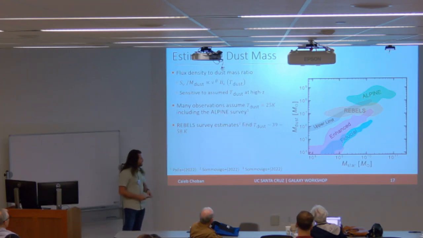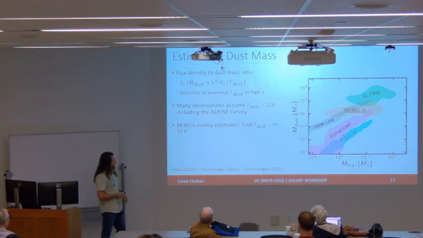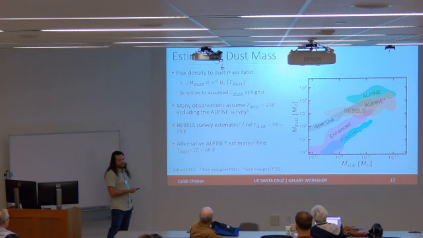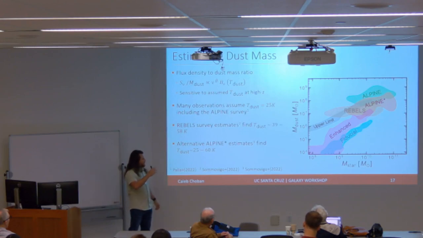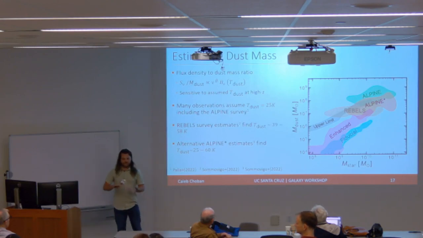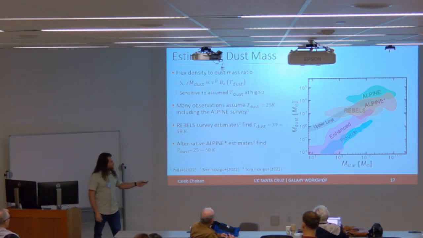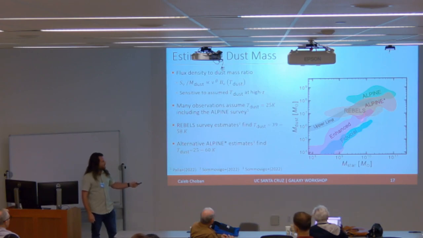And the author of this, Vigo, went back and recalculated the Alpine dust masses, and they found that the dust temperature is quite high, again around 50 Kelvin, and they get about a factor of 7 decrease in all the dust masses on average. That puts them better in line with the Rebel survey and in line with our enhanced model.